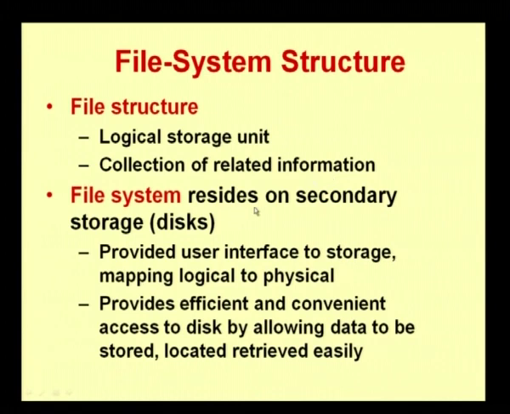This file system resides on the secondary storage or the disk. Disk is nothing but the hard disk. Secondary storage is a hard disk, whereas main memory, the primary storage, is RAM. So, in today's lecture, we are speaking only with respect to the secondary storage, that is the hard disk: how these files have been allocated, how these files have been stored, how these files have been organized.